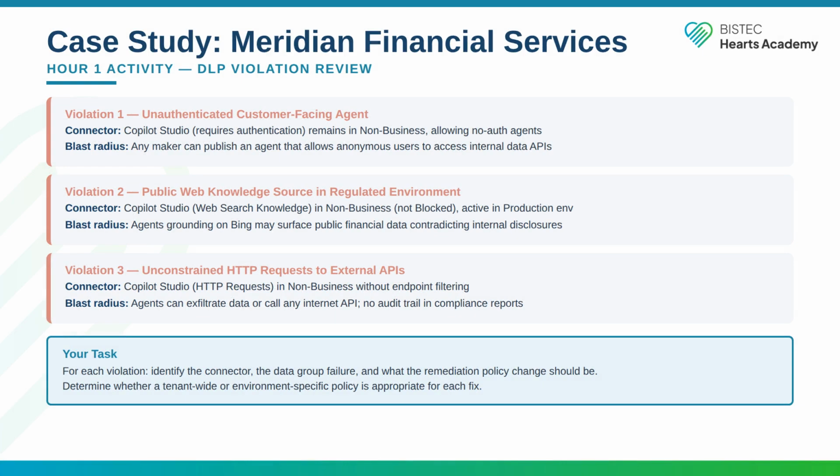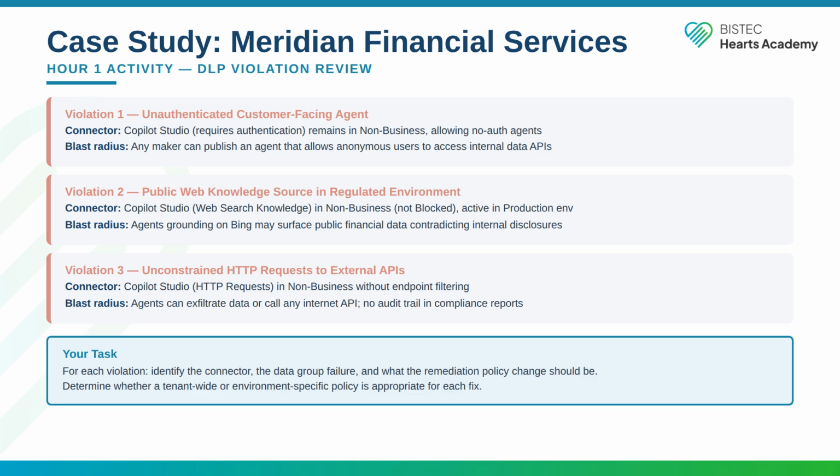Meridian Financial Services has 3 active DLP violations in their tenant. Each one represents a real governance failure with a real blast radius. Violation 1 is an unauthenticated customer-facing agent. The Copilot Studio requires authentication connector is sitting in non-business, the default state.